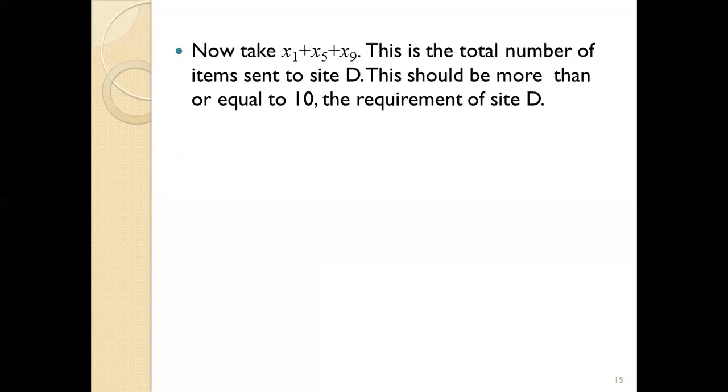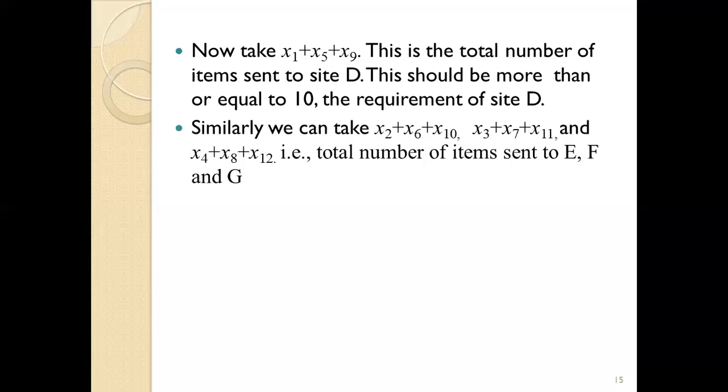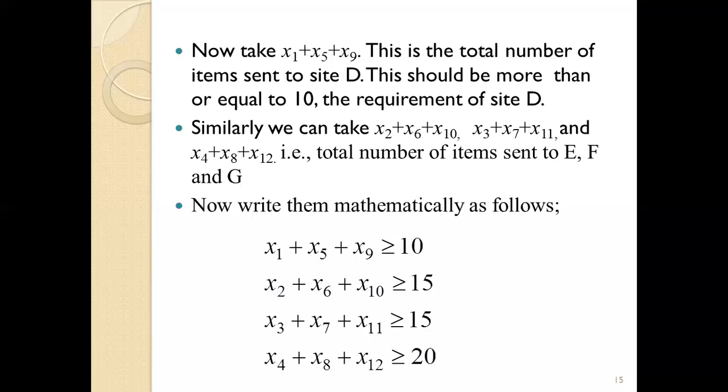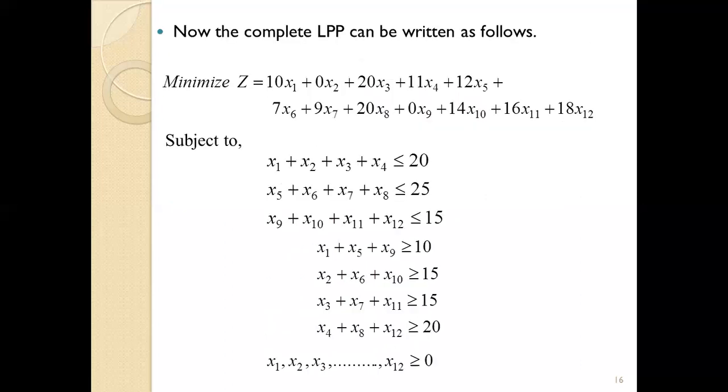Now, consider the expression x1 plus x5 plus x9. This is the total number of units received by site D. The requirement of site D is given as 10. Therefore, the site D should receive a minimum of 10 units. That means x1 plus x5 plus x9 must be greater than or equal to 10. That is one constraint. We can write another 3 constraints for the other 3 sites also as listed here. Finally, the full formulation of the problem can be written like this.